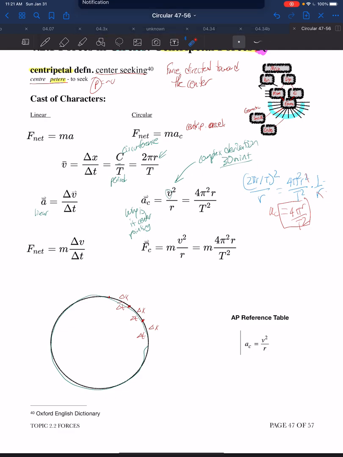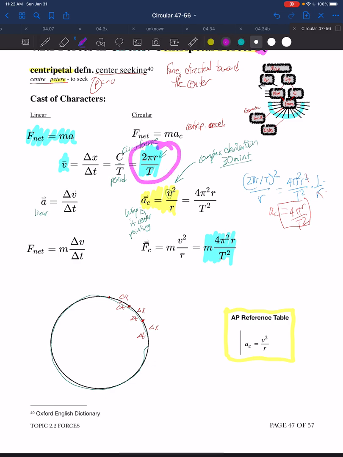For perspective, the formula we're given from the AP reference table is this alone. Simply this. But if we know that the average velocity is 2 pi r over T, and F equals ma, we can arrive at Fc equals that. So keep in mind, we need to know this, or be able to derive this, to end up with this type of expression that we could see later.